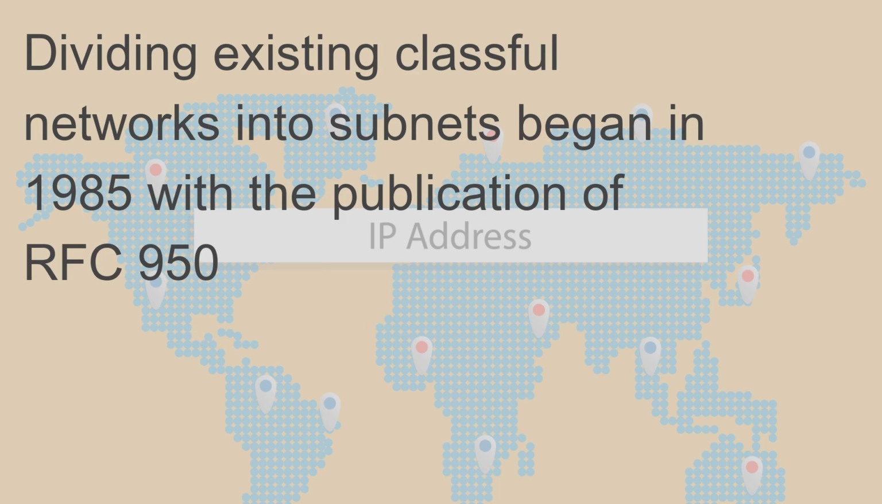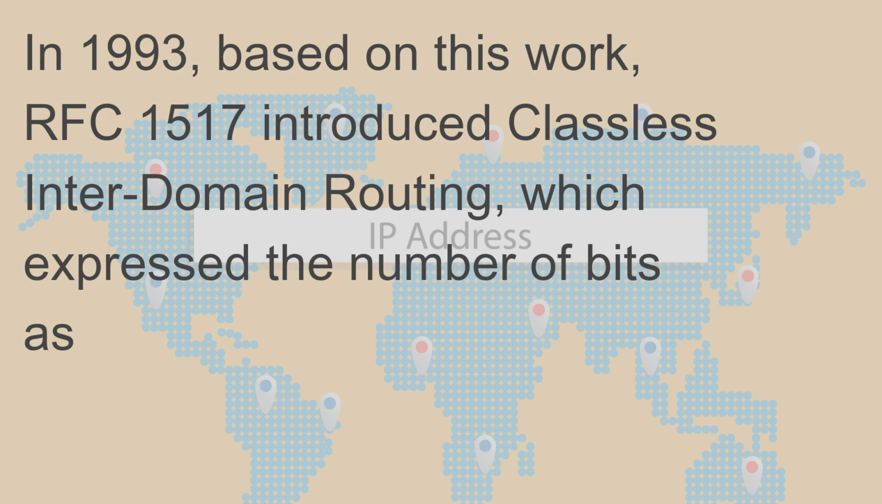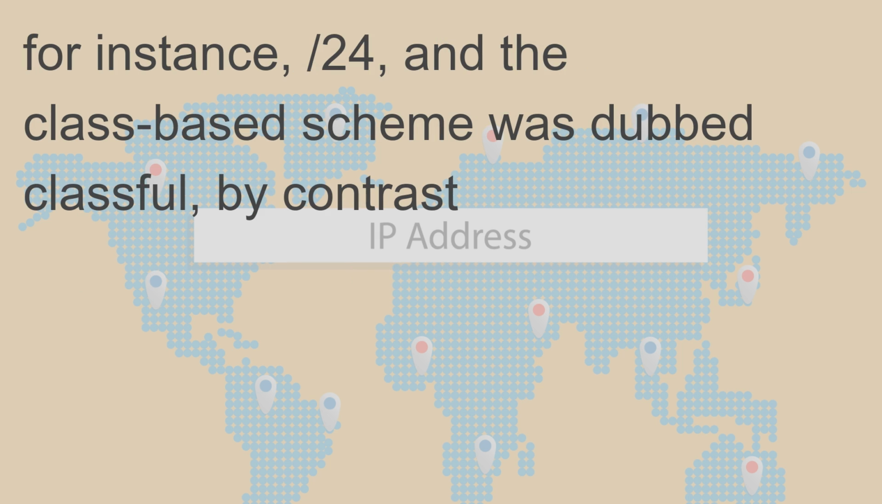Dividing existing classful networks into subnets began in 1985 with the publication of RFC 950. This division was made more flexible with the introduction of variable-length subnet masks in RFC 1109 in 1987. In 1993, based on this work, RFC 1517 introduced classless inter-domain routing, which expressed the number of bits as, for instance, /24, and the class-based scheme was dubbed classful.